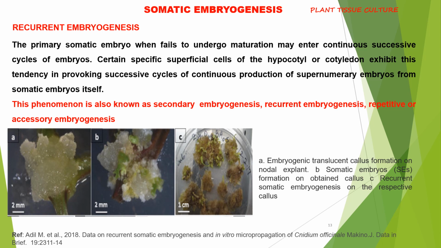In some instances, the primary somatic embryos fail to go for maturation and enter into successive cycles of continuous production of supernumerary embryos from the somatic embryos itself. This is known as secondary embryogenesis, or recurrent, repetitive, or also known as accessory embryogenesis.